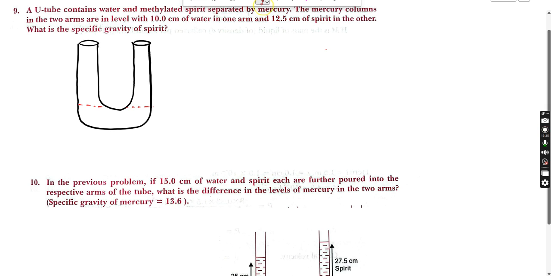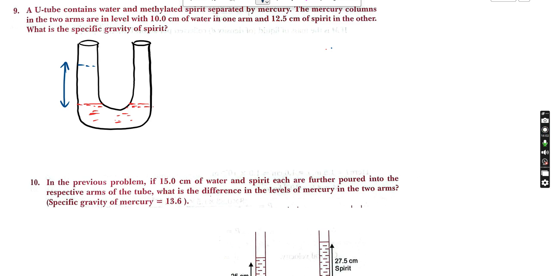But I have drawn the mercury up to this level. You can see here, this is my full mercury, right? Here mercury will be there. So now you can see that one side it is containing water, and the other side methylated spirit, separated by mercury. The mercury column in the two arms is at the same level with 10 centimeter of water. So here water will be up to here, right?